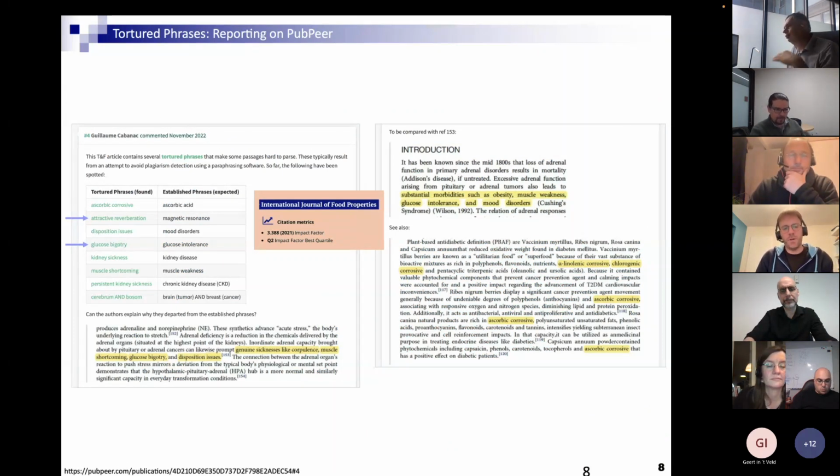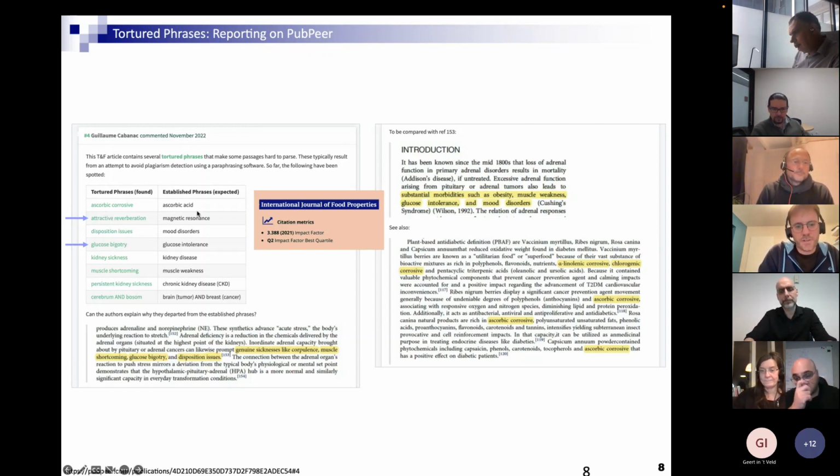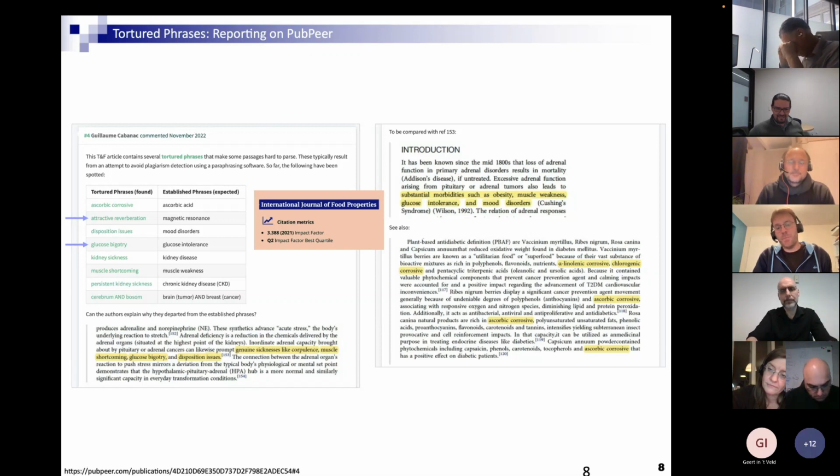Here is an example of a comment that I did a few days ago, and you can see that we don't incriminate, we only ask questions, and we provide evidence for the problems that we found. It's really important that what the program has found is checked by a human. So for instance, instead of "ascorbic corrosive", it should be "ascorbic acid", or instead of "glucose bigotry", it should be "glucose intolerance". And sometimes we have authors replying, or publishers who then retract papers and post on PubPeer, and we really invite the publishers to do that. It's really important for the community.